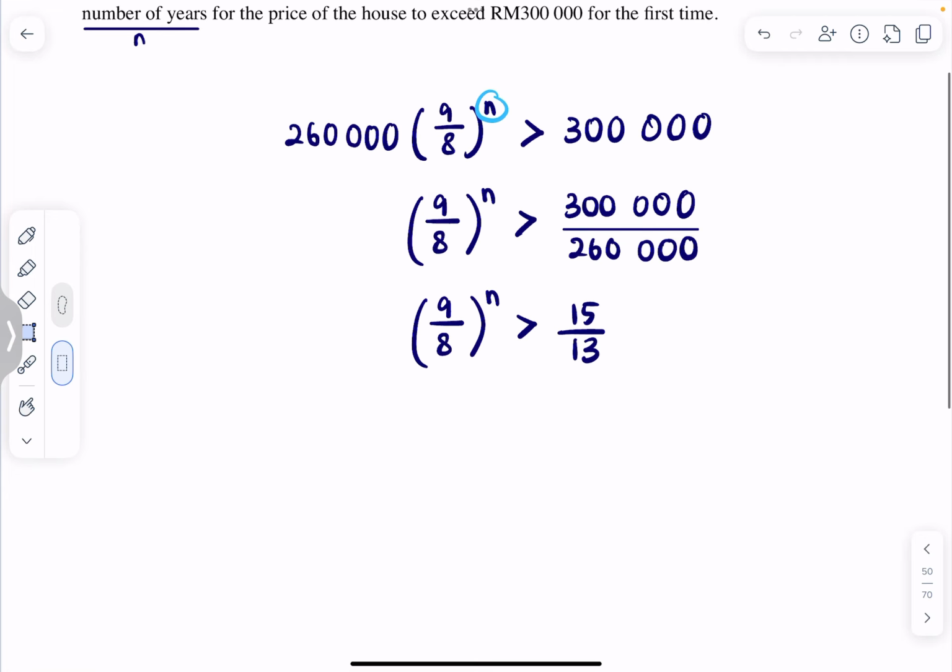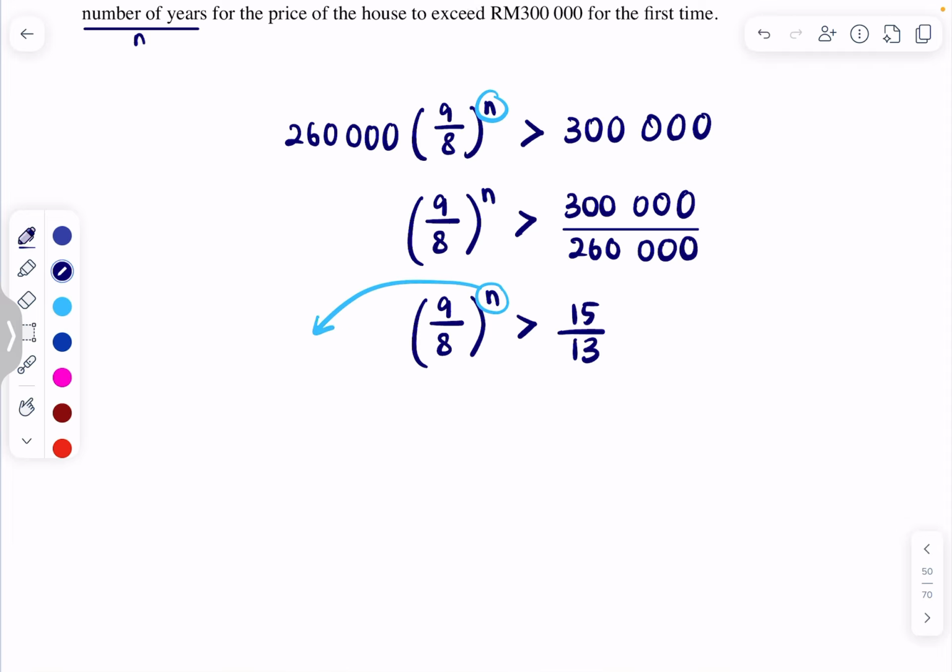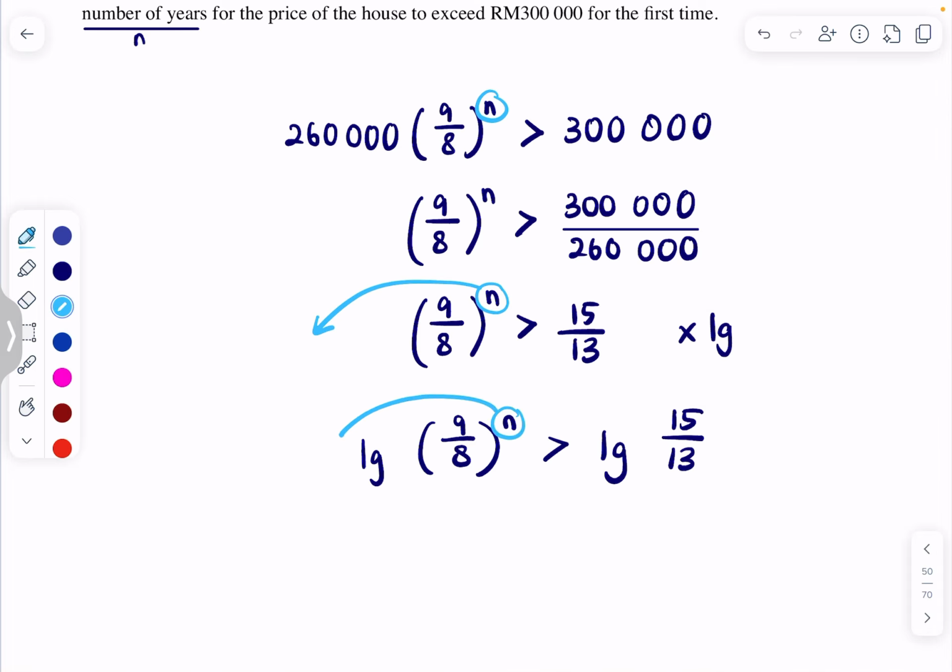Okay. Now we need to make n the subject. So if you want to bring n down, we must multiply both sides by log 10. Log 10 is easier. You can either use log 10 or ln. The short form for log 10 is lg. So I'm going to say lg of (9 over 8)^n is more than lg of 15 over 13. Now we can bring the n down.